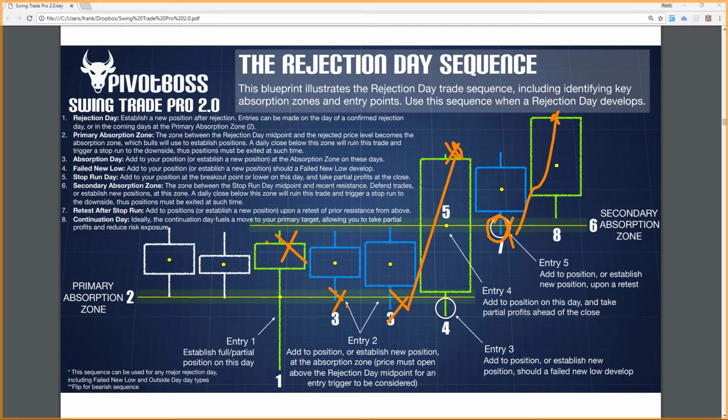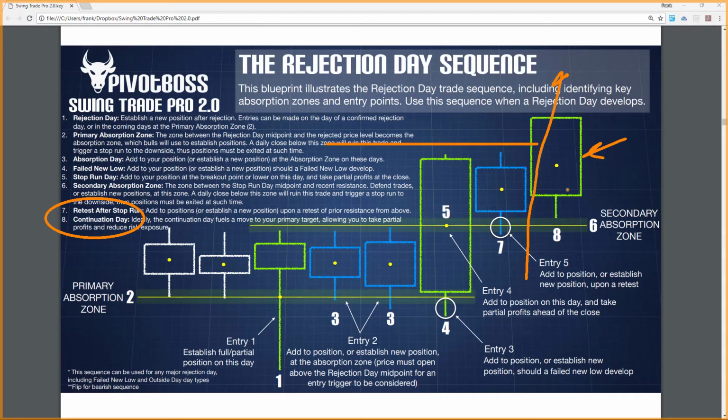And so again, when you see this type of sequence, you'll start to become familiar with where those entry points are, where the add back points are, and where the necessary points that price needs to stay above in order for the continuation to continue to play out. Lastly here, point number 8 would be a continuation day. A continuation day is when price just continues higher, pushes through those highs, and now you're getting paid again. Those are great days, and ideally this type of day starts you on a path toward your primary target.